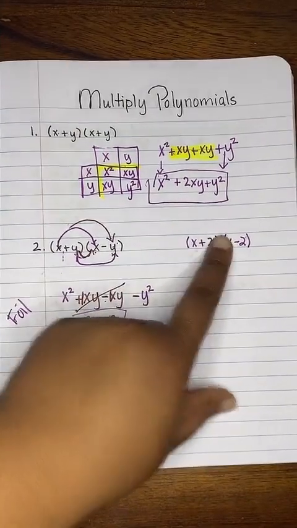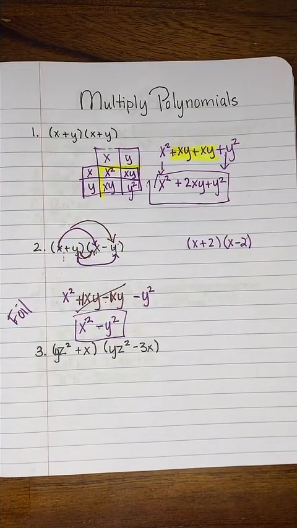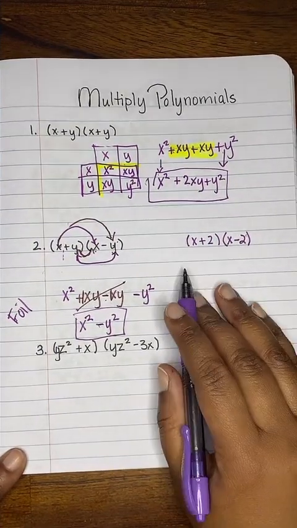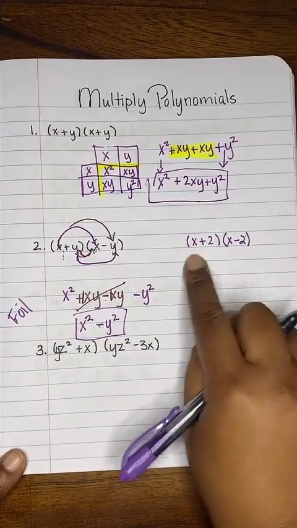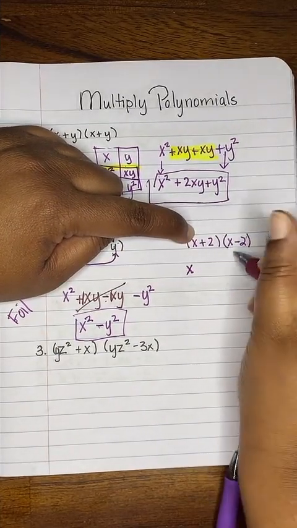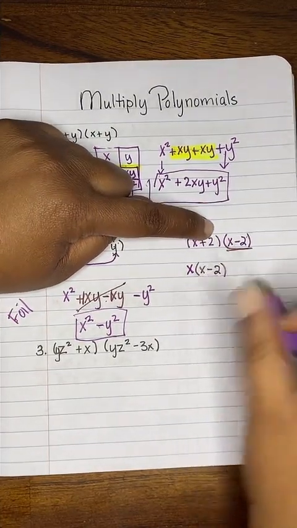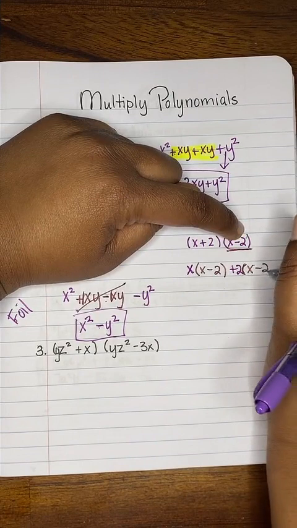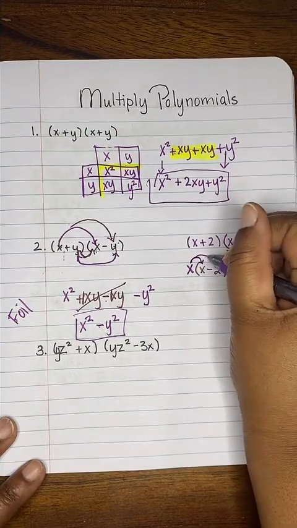All right, because this might be easier for some than having 2 different letters. This was in the GED book, so I'm trying to show you what you might see. I want to show you the distributive way, not the FOIL way. What the distributive way says is you take the first x and multiply it by the second parenthesis, x minus 2. Then you take this plus 2 and multiply it by the same x minus 2. This is just distributing, or multiplying.